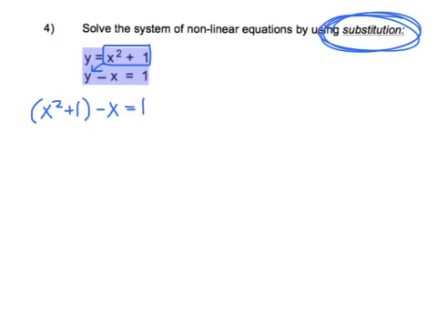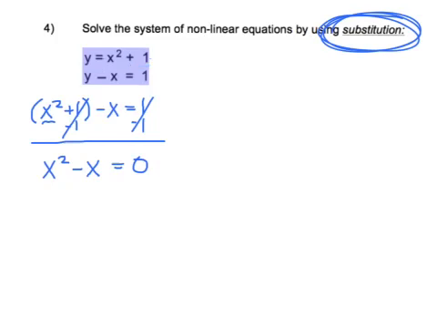When you're solving for anything with an x squared, we want to get it all on the same side. So let's subtract 1, so it's set equal to 0. We would have cancel and cancel. x squared minus x equals 0 through substitution. However, we can also do substitution another way.